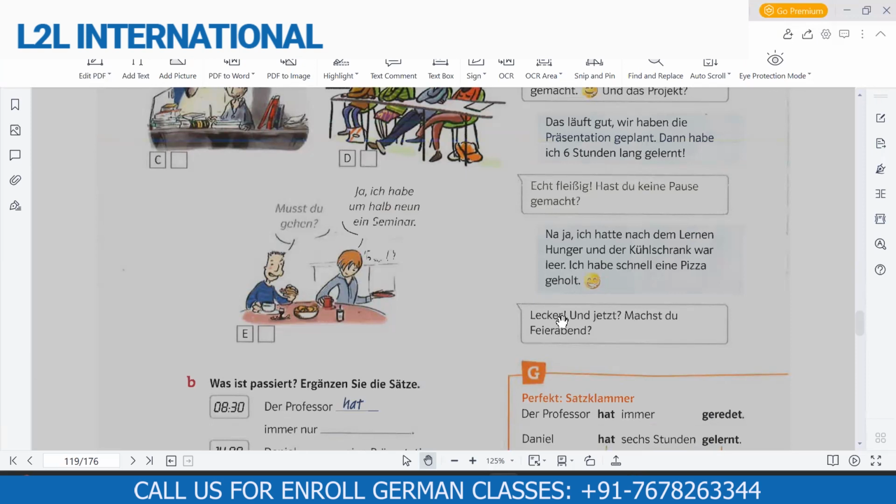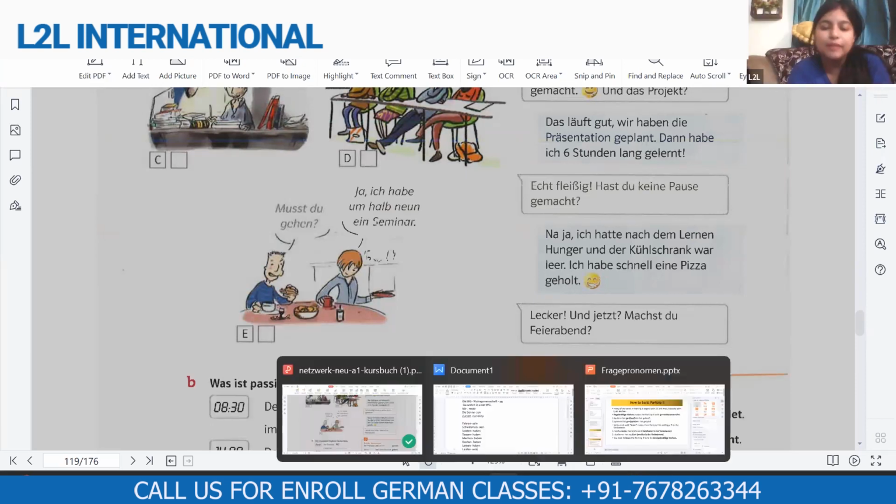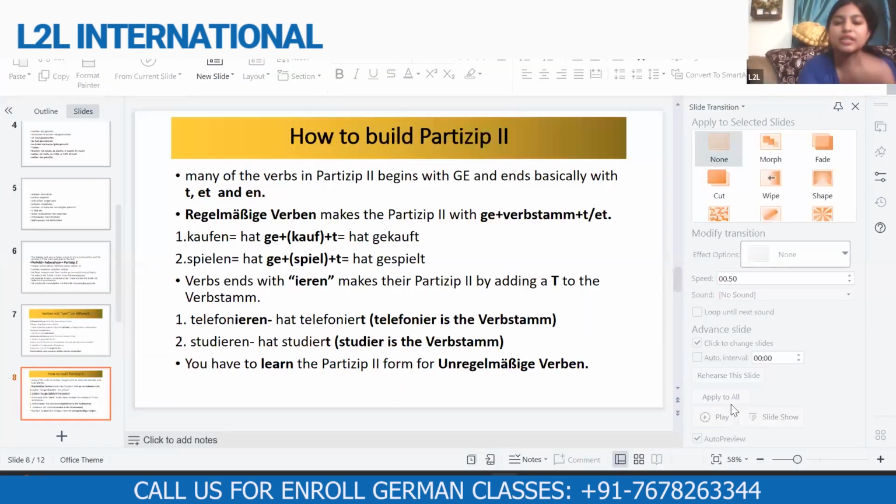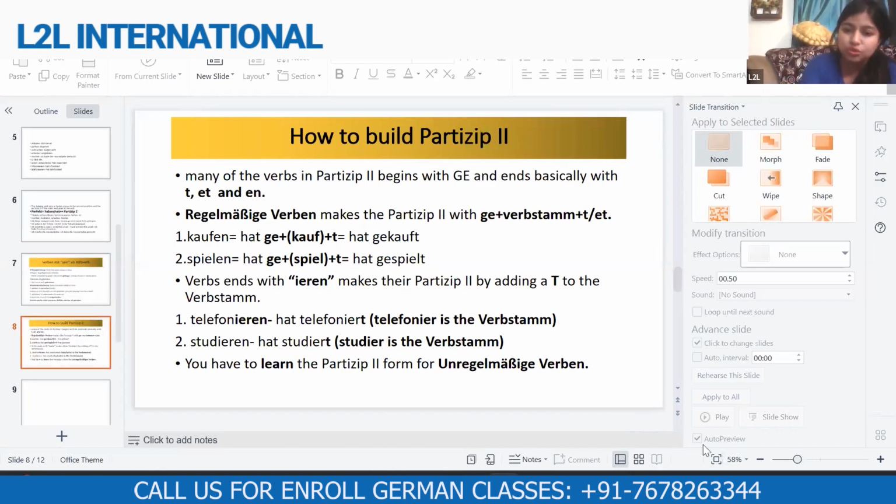Okay. Right. तो अब बात करते हैं हमने देख लिया कि most of the verbs जो होते हैं जब वो when they change to participles, मतलब when they change to their perfect form, they generally और majority cases में ge से शुरू होते हैं और t या et पे खत्म होते हैं, right? So now regular verbs को बनाने का rule, let's see what do we have in here. So the regular verb, regelmäßige Verben, makes the participle with ge plus Verbstamm plus t या et. Let's see how do we do it.